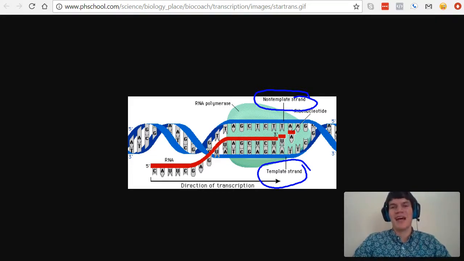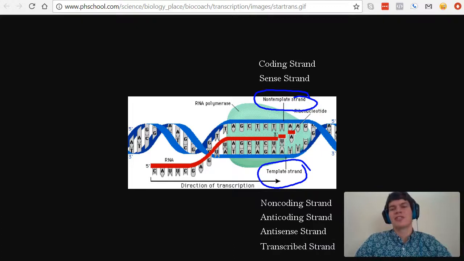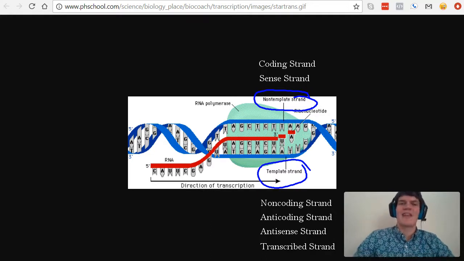For the MCAT, it's important to know the alternative names for both of these strands. For instance, the non-template strand is also known as the coding strand or the sense strand. The template strand also goes by the names of non-coding strand, the opposite of coding strand, the anti-coding strand, the anti-sense strand, the opposite of the sense strand, and also the transcribed strand. The transcribed strand makes perfect sense because the template strand is being transcribed, right? So if it makes sense why it has that name, I would associate it with the template strand. If it doesn't make sense why it has that name, just remember it's the non-template strand. I think that's an easy way to think about it.